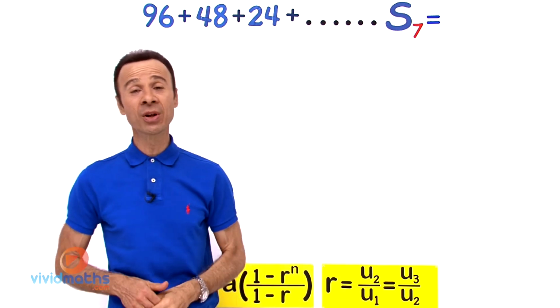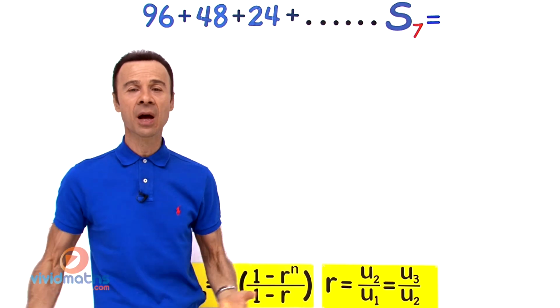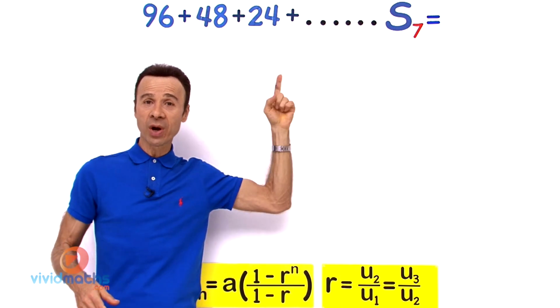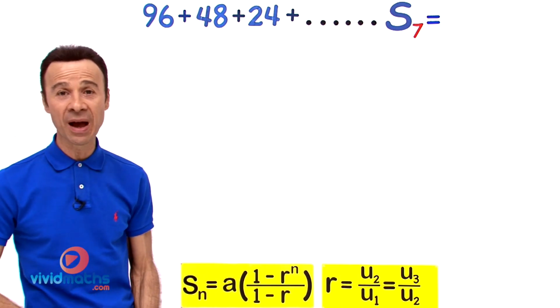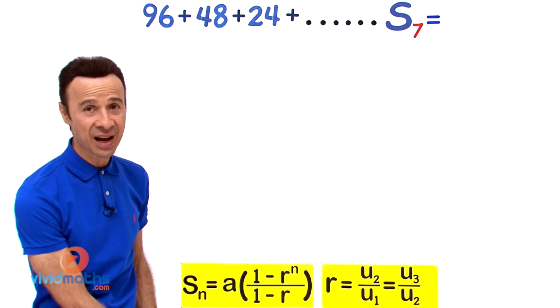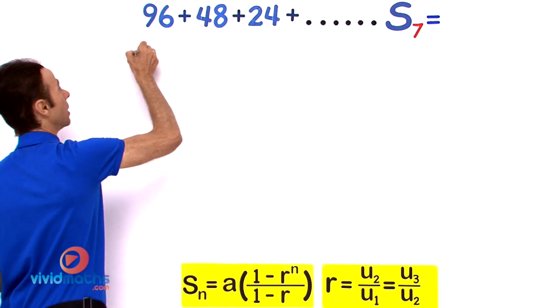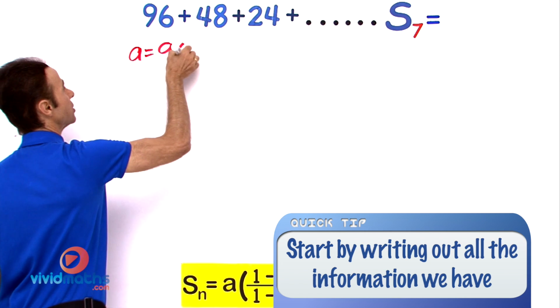Now, the first thing we want to do is identify and gather what we have. The clues are in the question. What do we have? Well, the first thing we have is the first term. So let's start to write that up. The first term right there, a equals 96.